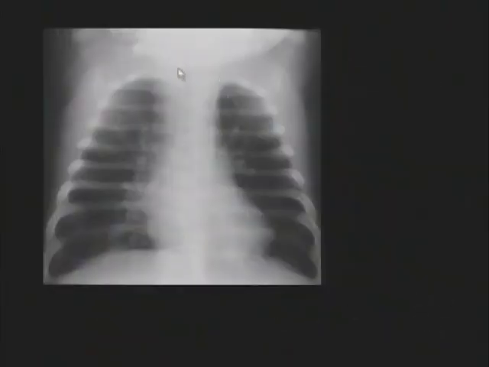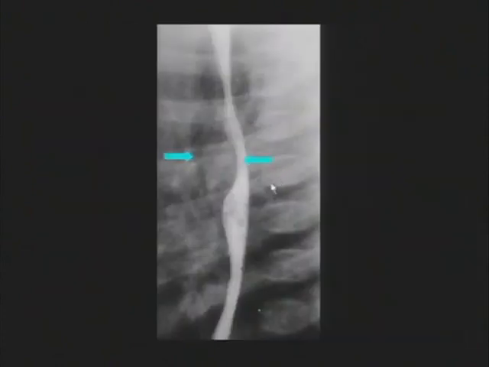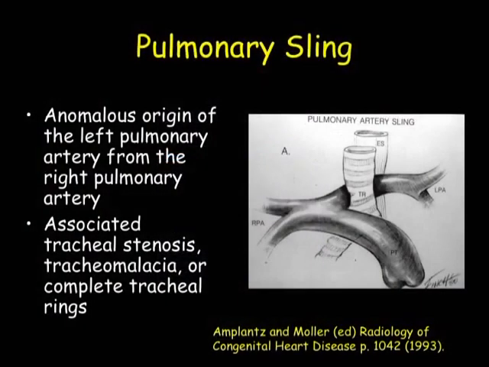Here's a patient where you can see that there's a low trachea. If you look on the lateral view, you can see that there is a posterior indentation on the trachea. And when we do an upper GI, you can more clearly see that posterior indentation on the trachea and an anterior indentation on the esophagus, and this is a pulmonary sling, which is anomalous origin of the left pulmonary artery from the right pulmonary artery.